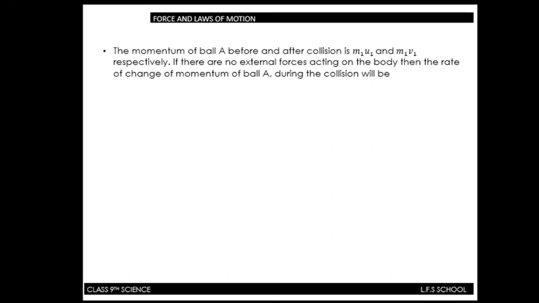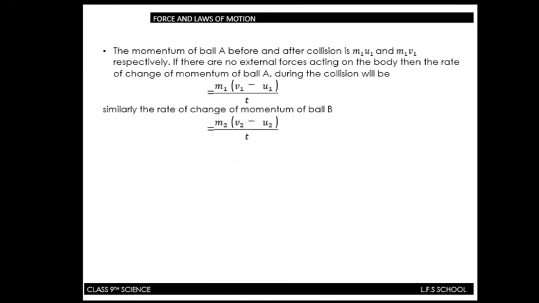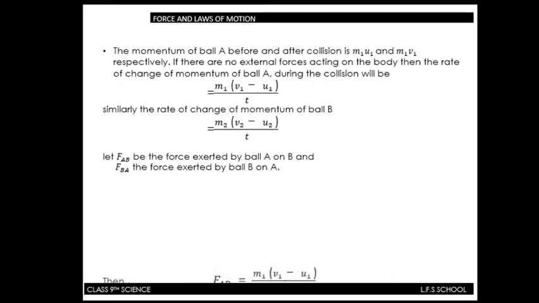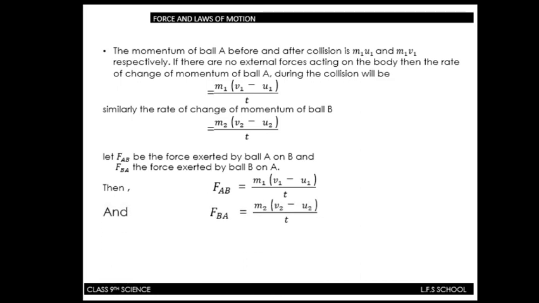If there is no external force acting on the bodies, then the rate of change of momentum of ball A during collision will be equal to m1(v1 - u1)/t. Similarly, the rate of change of momentum of ball B during collision will be m2(v2 - u2)/t. Clear? Let FAB be the force exerted by ball A on B, and FBA be the force exerted by ball B on A. So, FAB equals m1(v1 - u1)/t. Similarly, FBA equals m2(v2 - u2)/t.